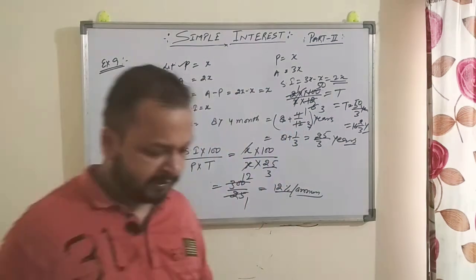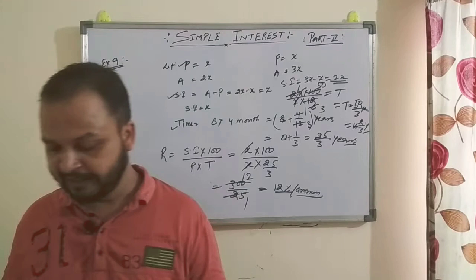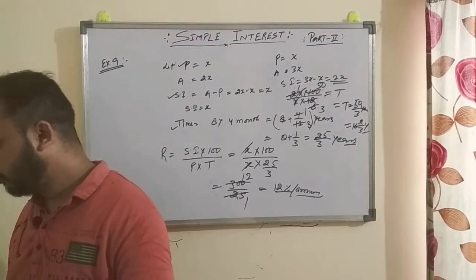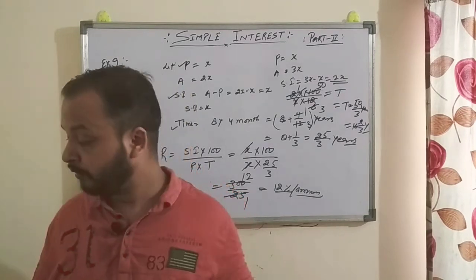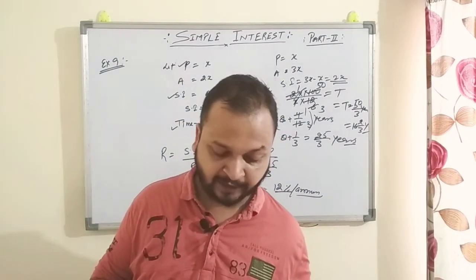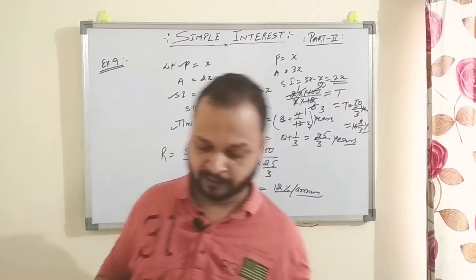Now come to example number 10. A sum of money lent at simple interest amounts to rupees 3224 in 2 years and 4160 in 5 years. So find the sum and rate of interest.